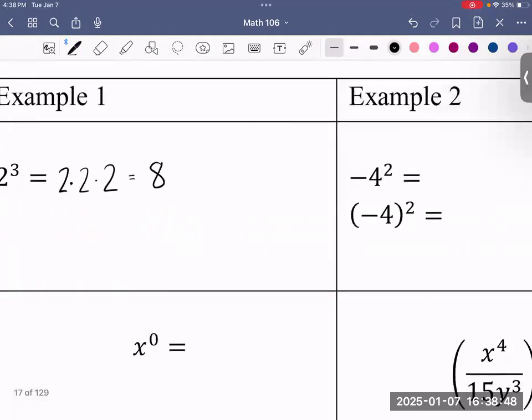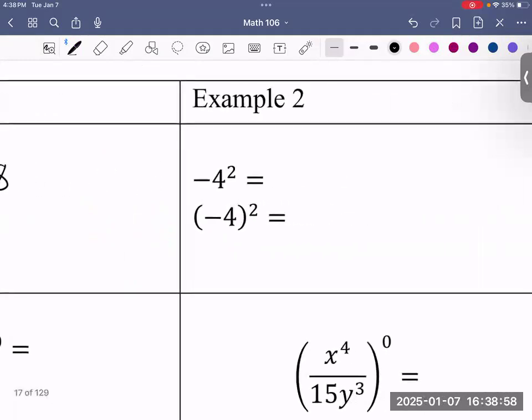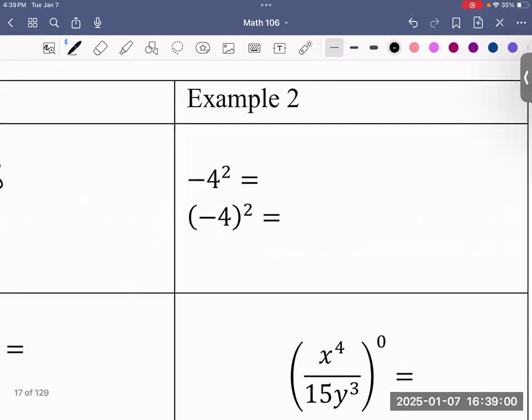Now see if you can figure out the difference in example 2. One has parentheses and one doesn't. That does slightly alter our answer. See if you can pause and try it out. Now, without parentheses, this is really written as -1 times 4 squared, which means that no matter how many times you multiply 4, the negative is still going to remain. So we should get -16.